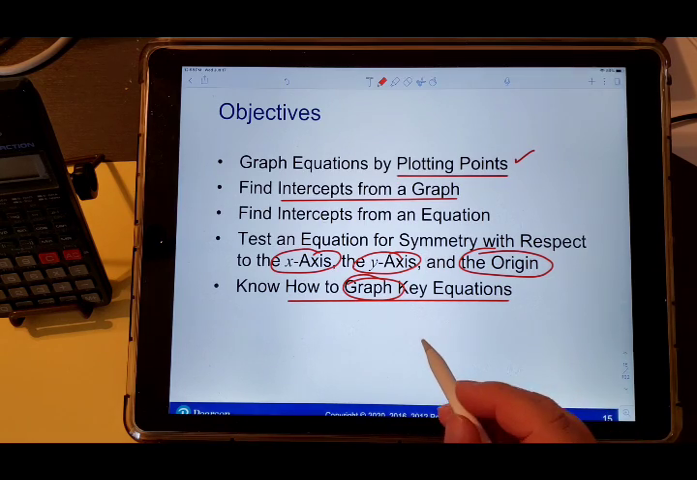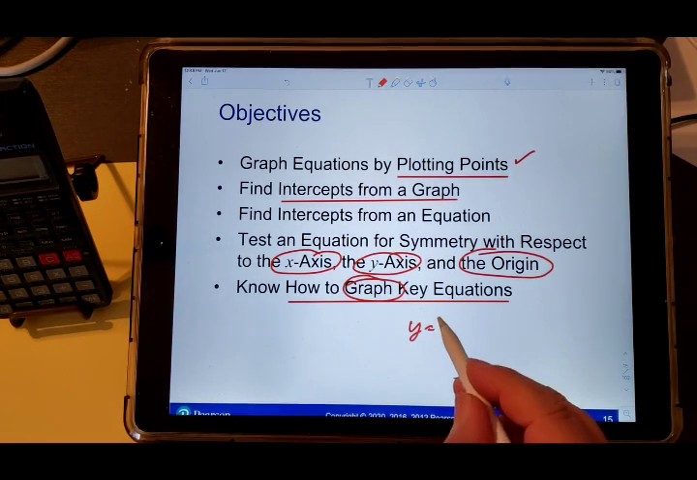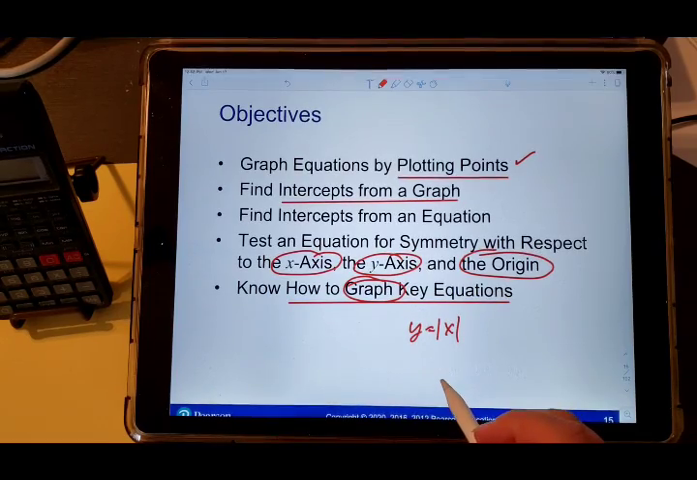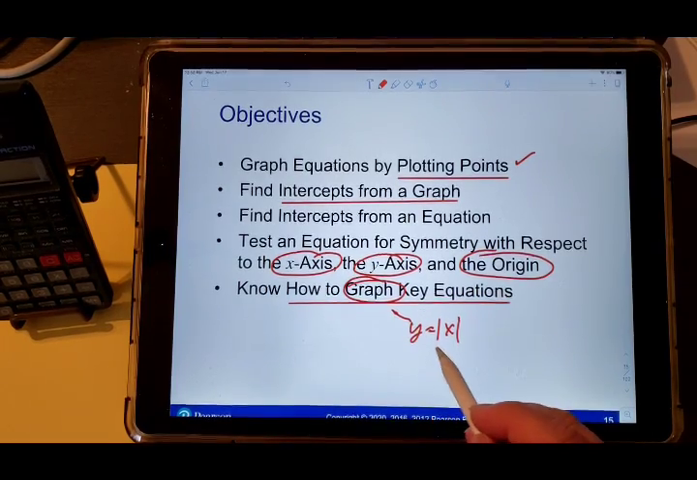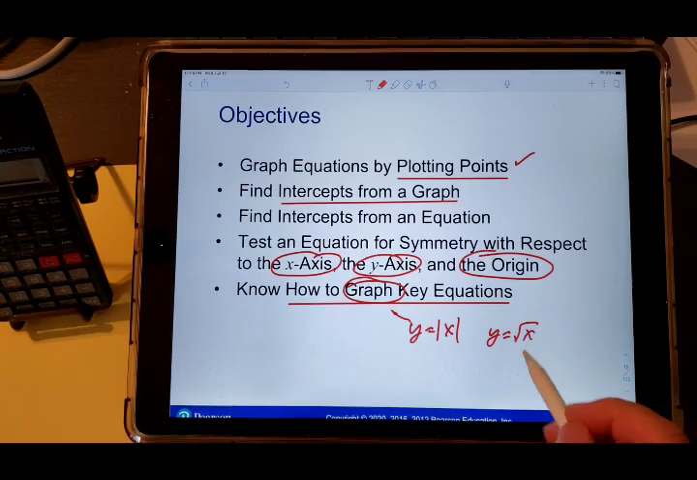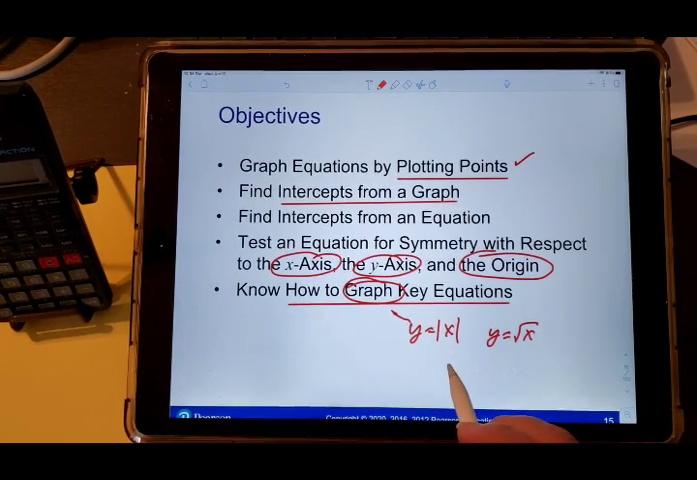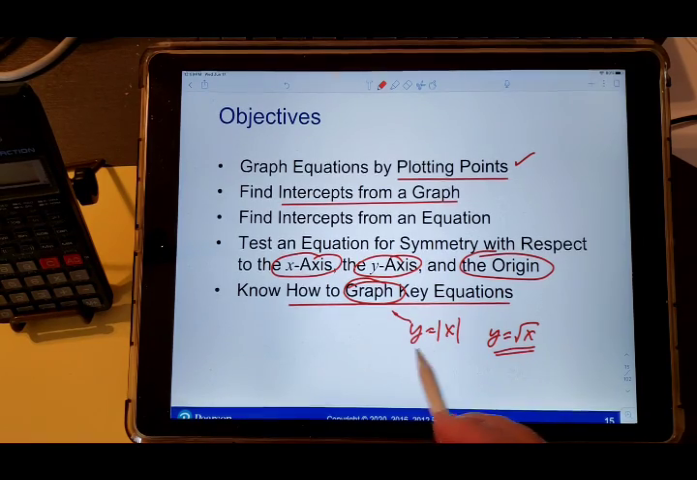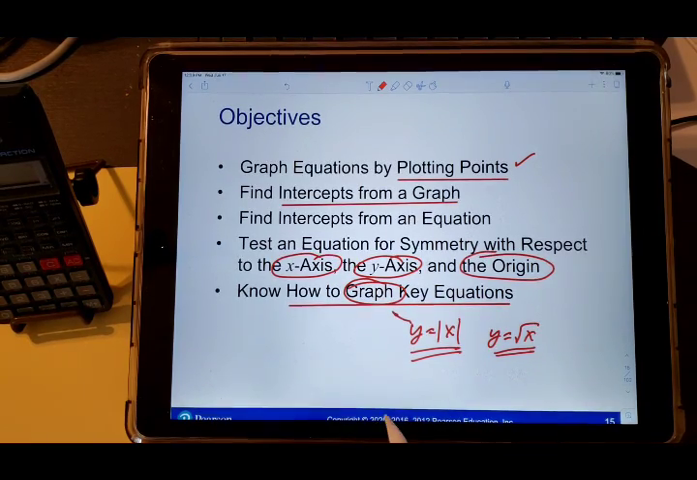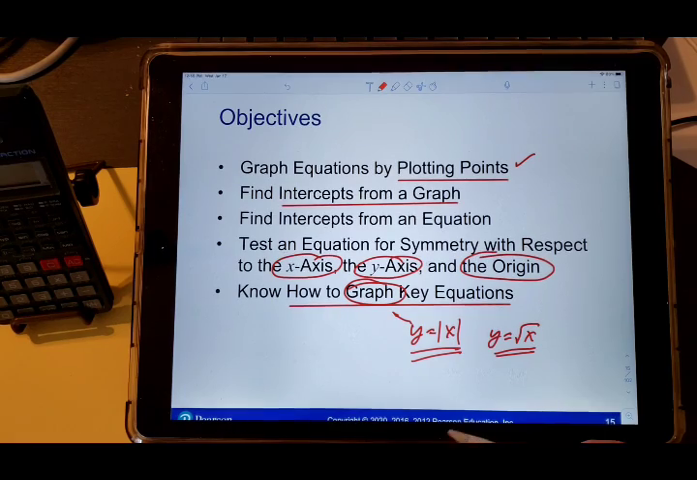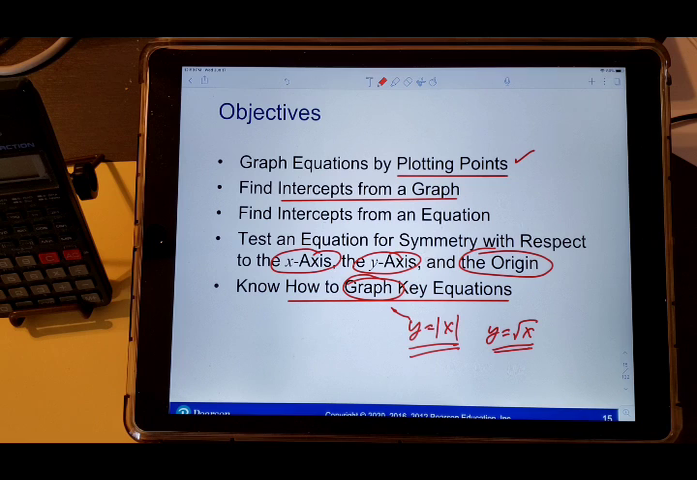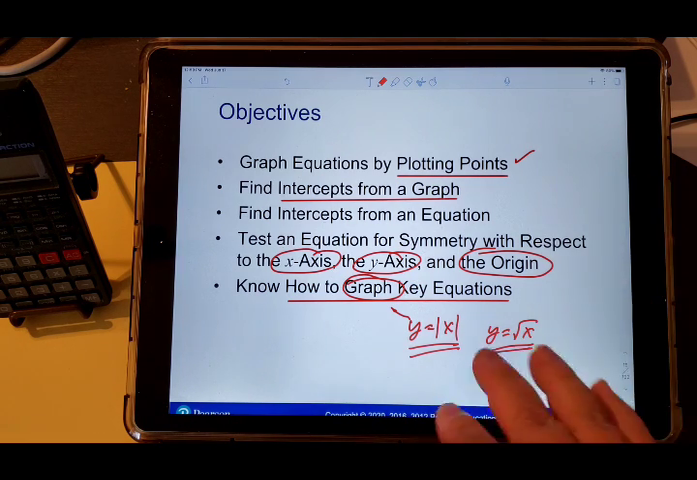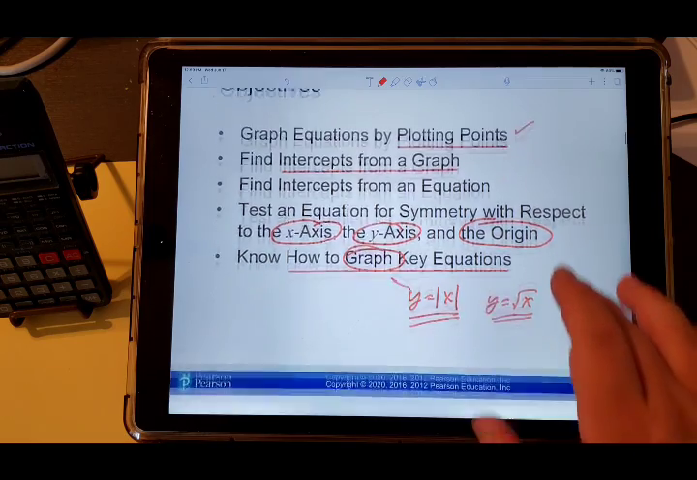By the way, probably the easiest function we have is y equals the absolute value of x. And yes, I'm saying you should know the graph of y equals absolute value of x, or y equals square root of x. And if no one told you this before, I'm telling you now, every function, you should know the graph. That's just where we are in math, where you need to know the graphs of every function. They say key equations, I say every function. All right, let's get started.